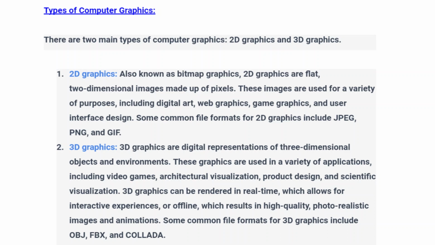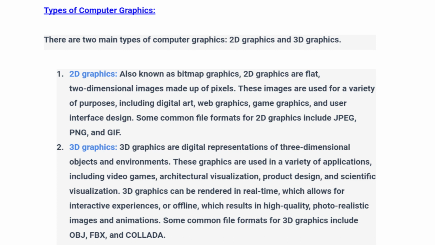Types of computer graphics. There are two main types of computer graphics, 2D graphics and 3D graphics. 2D graphics, also known as bitmap graphics, are flat, two-dimensional images made up of pixels. These images are used for a variety of purposes, including digital art, web graphics, game graphics, and user interface design. Some common file formats for 2D graphics include JPEG, PNG, and GIF.